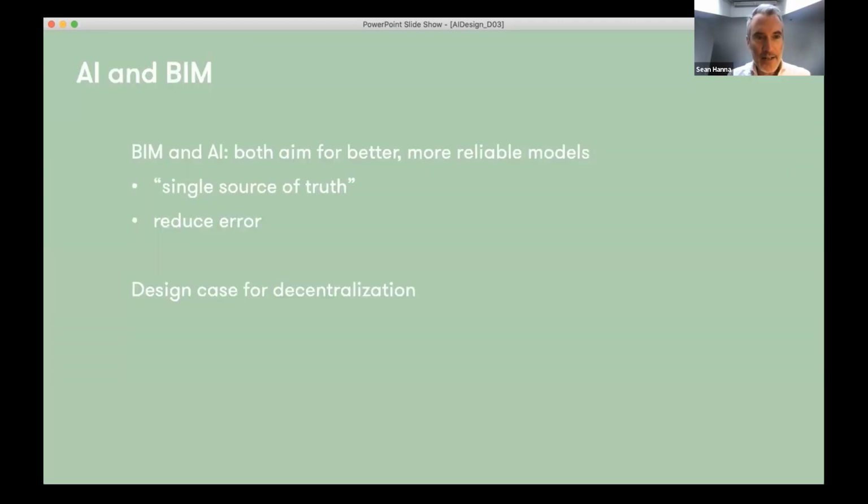I'm talking about AI in design and particularly how AI relates to BIM, because there are some trends that are in common between both of them. Both, of course, aim for better and more reliable models. That seems obvious. The phrase "single source of truth" is often bandied about, but effectively, the general trend in AI, in any AI model, in any training, is to reduce error in that model, to make it as good as it can be. And to some extent, this presentation is to make a case from the point of view of design of other models, and particularly those of decentralization, which has come up a couple of times, I noticed today.